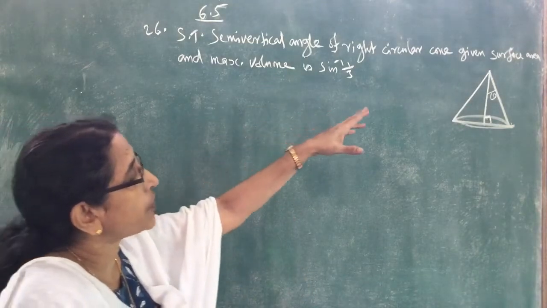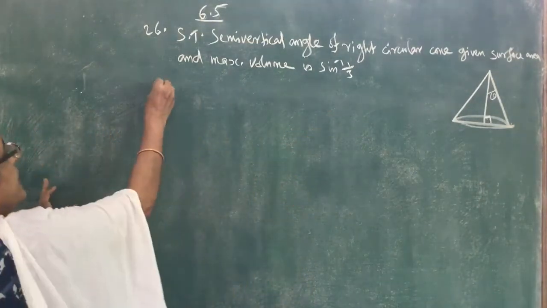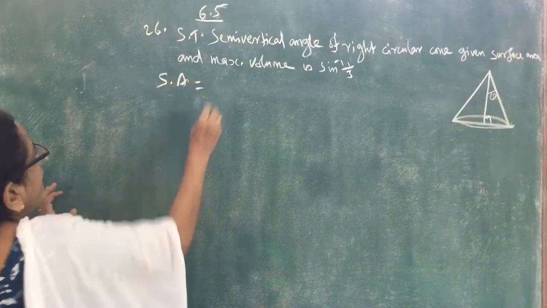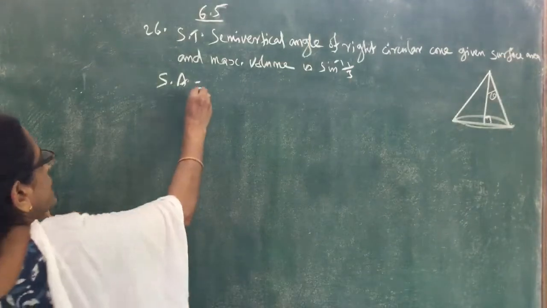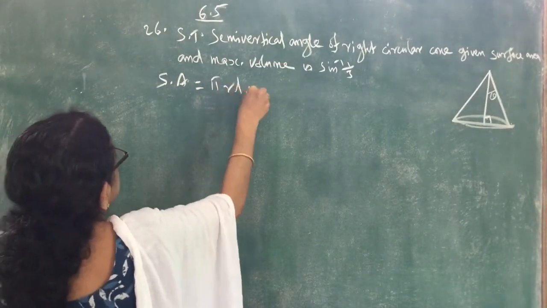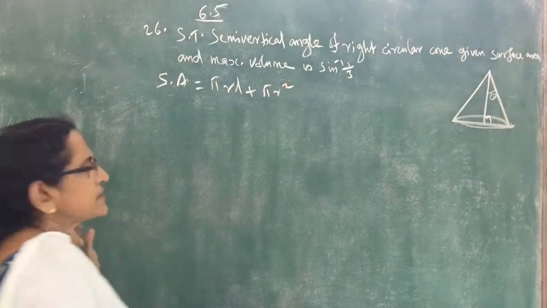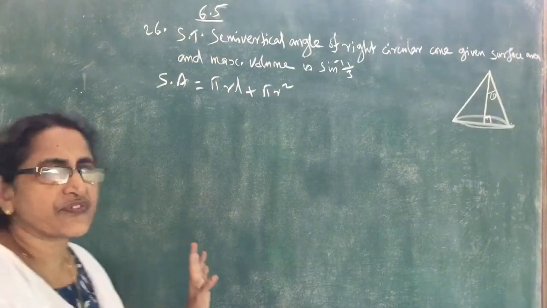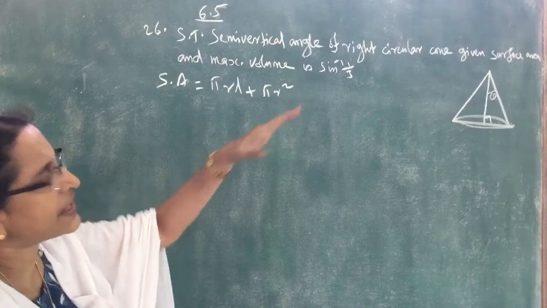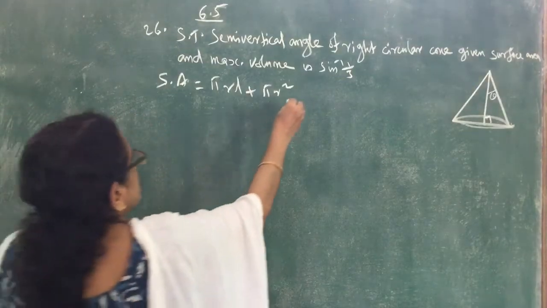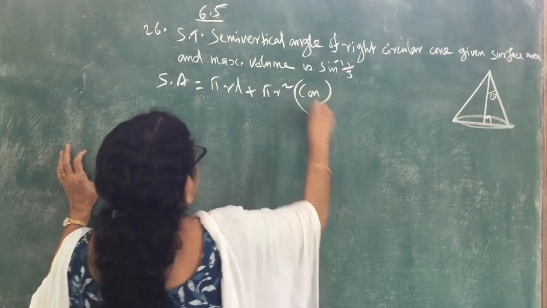Given that the circular cone has a given surface. So surface area, what is the surface area of the cone? Given surface means total surface area. So surface area means pi r L plus pi r square. That is the total surface area of the cone. So that surface area is the given surface area. So this is constant.